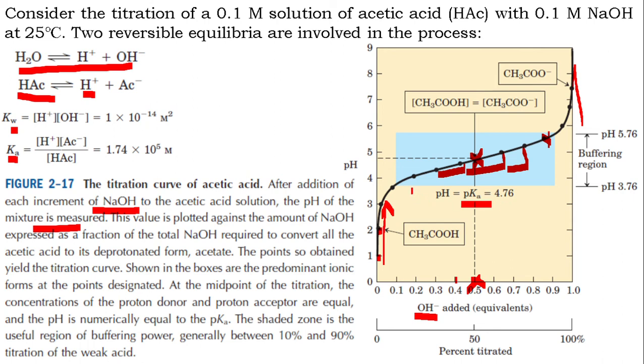So make a note of the buffering region. In this buffering region, even though we are adding the same increment of the alkali, the change in pH is very, very slight. So within this pH region, this mixture is said to be a buffer. We are going to see buffer systems in detail later.